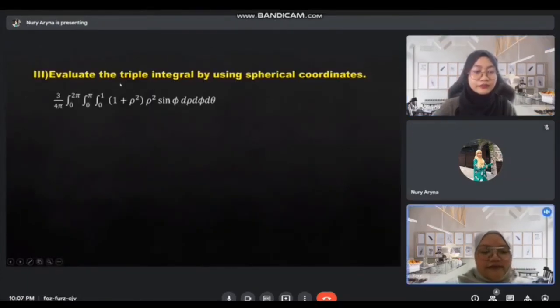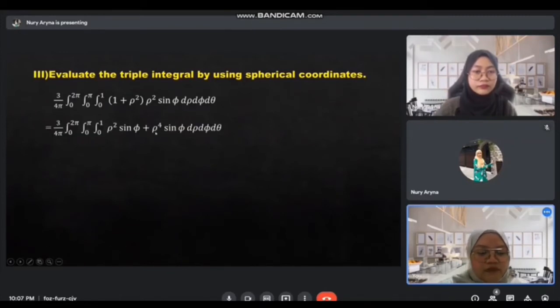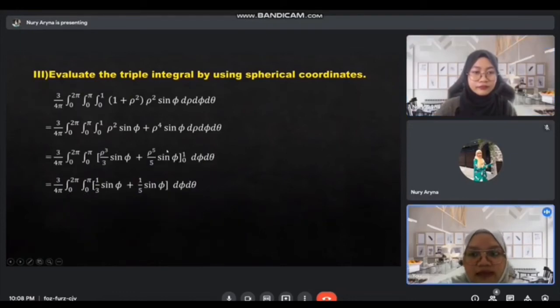After we find the limit in spherical coordinates, we need to evaluate the triple integral by using spherical coordinates. So, this is the equation that we get. We need to expand rho square sin phi into 1 plus rho square, and we will get this equation. After that, we need to integrate the equation with the most inner limit integrals d rho from 0 to 1, and we will get this equation.